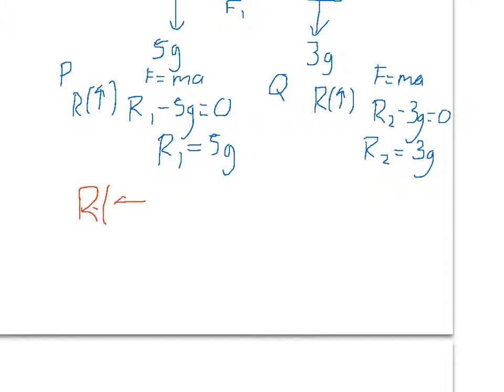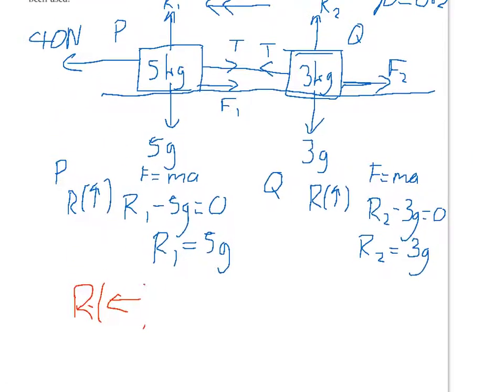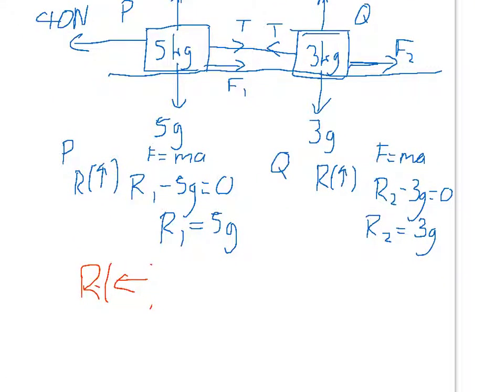So let's now finally, as we are travelling in this direction, find the force in that direction. So in that direction, we've got the 40, and then opposing motion is our F1, which is 5g times 0.2, the coefficient of friction, and also opposing motion is the 3g times 0.2.